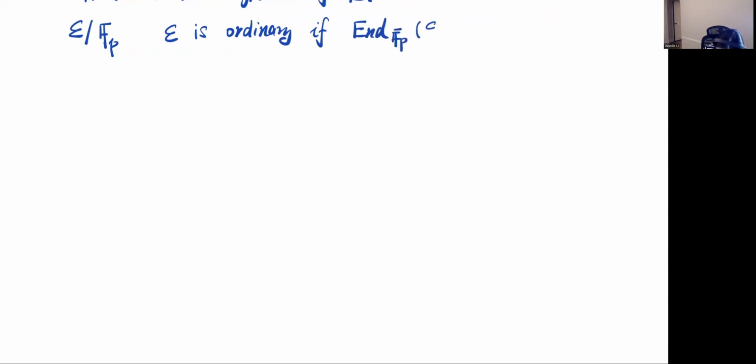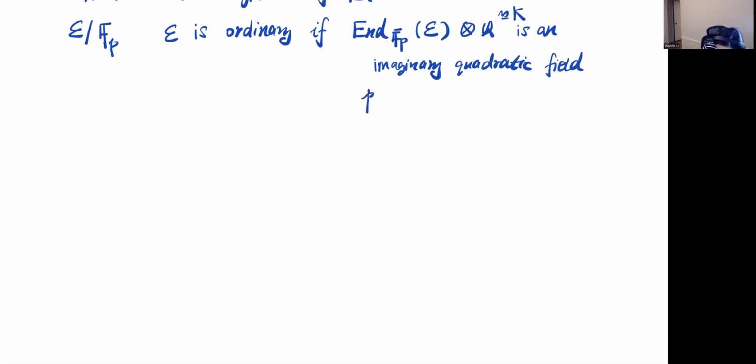If I give you an elliptic curve E defined over, let's do a prime field just for simplicity, a prime field Fp, then E is ordinary if the endomorphism algebra of E over Fp bar, let's actually tensor to Q, is isomorphic to K, an imaginary quadratic field such that p splits in K.